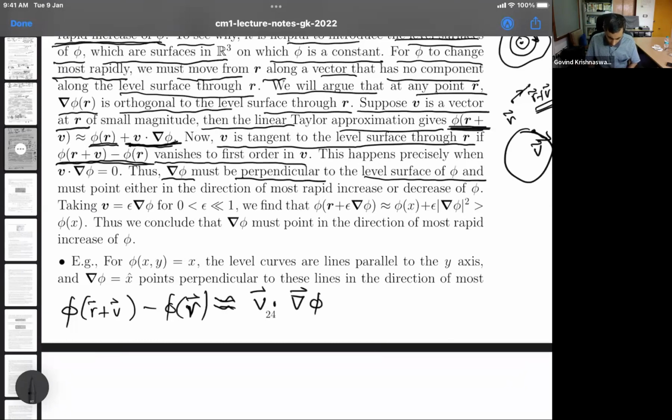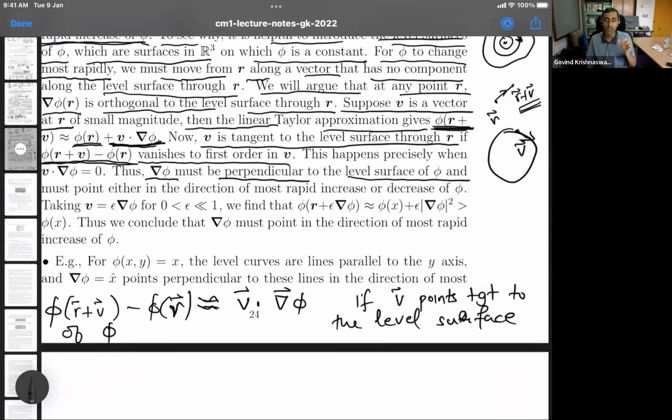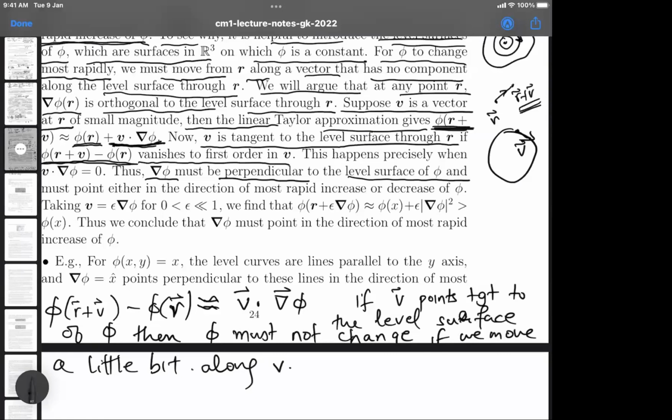Now, what are we saying? Suppose v points tangent to the level surface of phi, as illustrated in this picture. Then phi must not change if we move a little bit along v. Do you agree with me? That is the definition of a level surface. If you move on a level surface, the function doesn't change. Are you okay with this sentence, please? Yes. Very good.